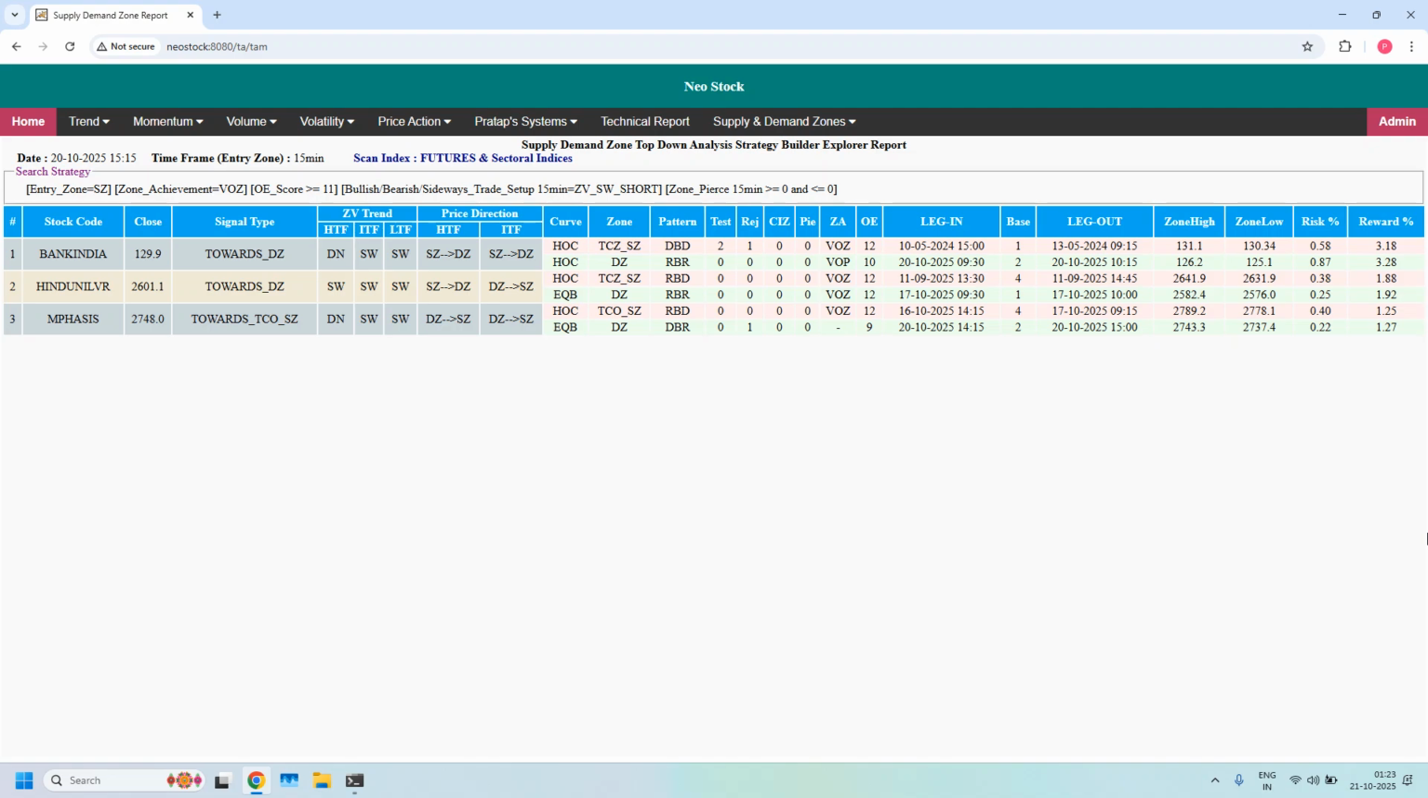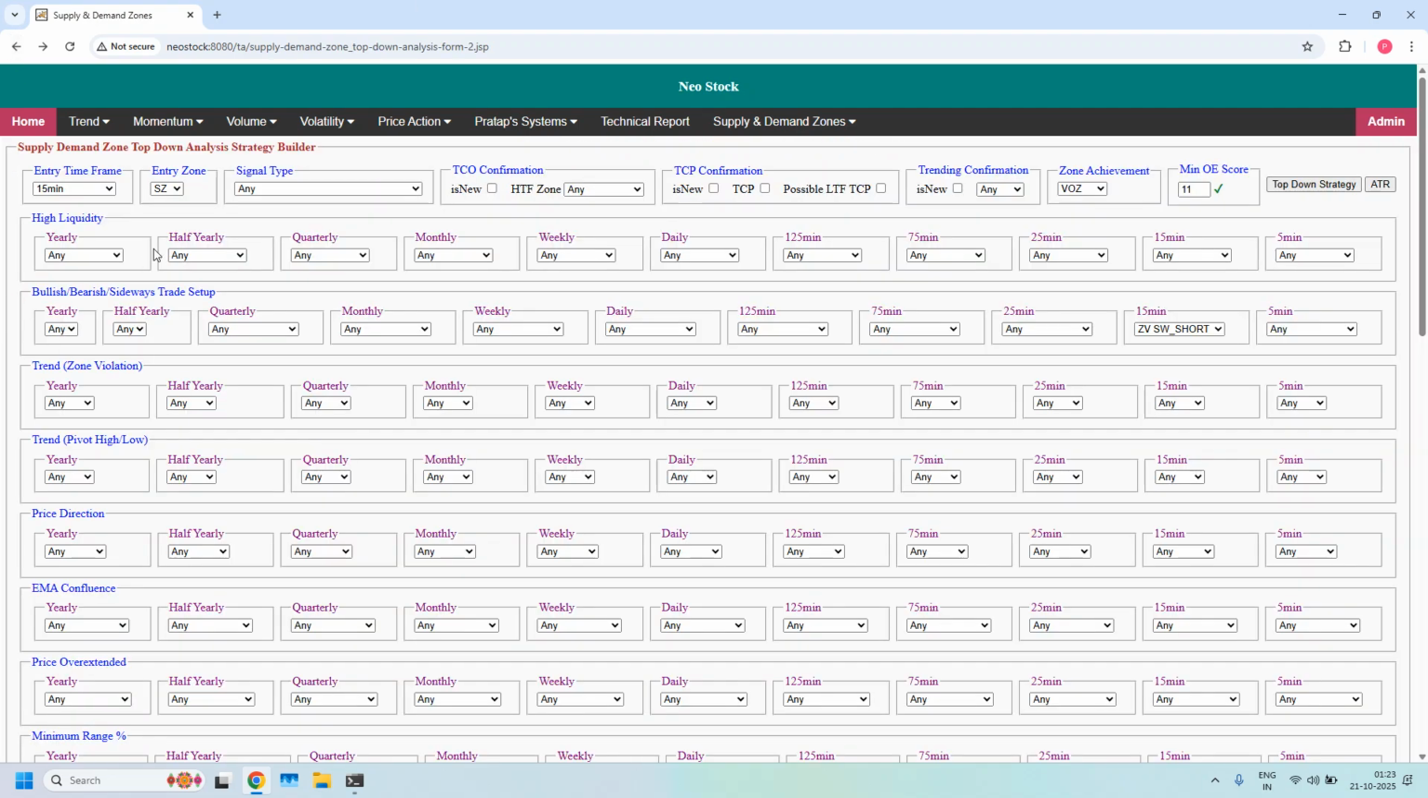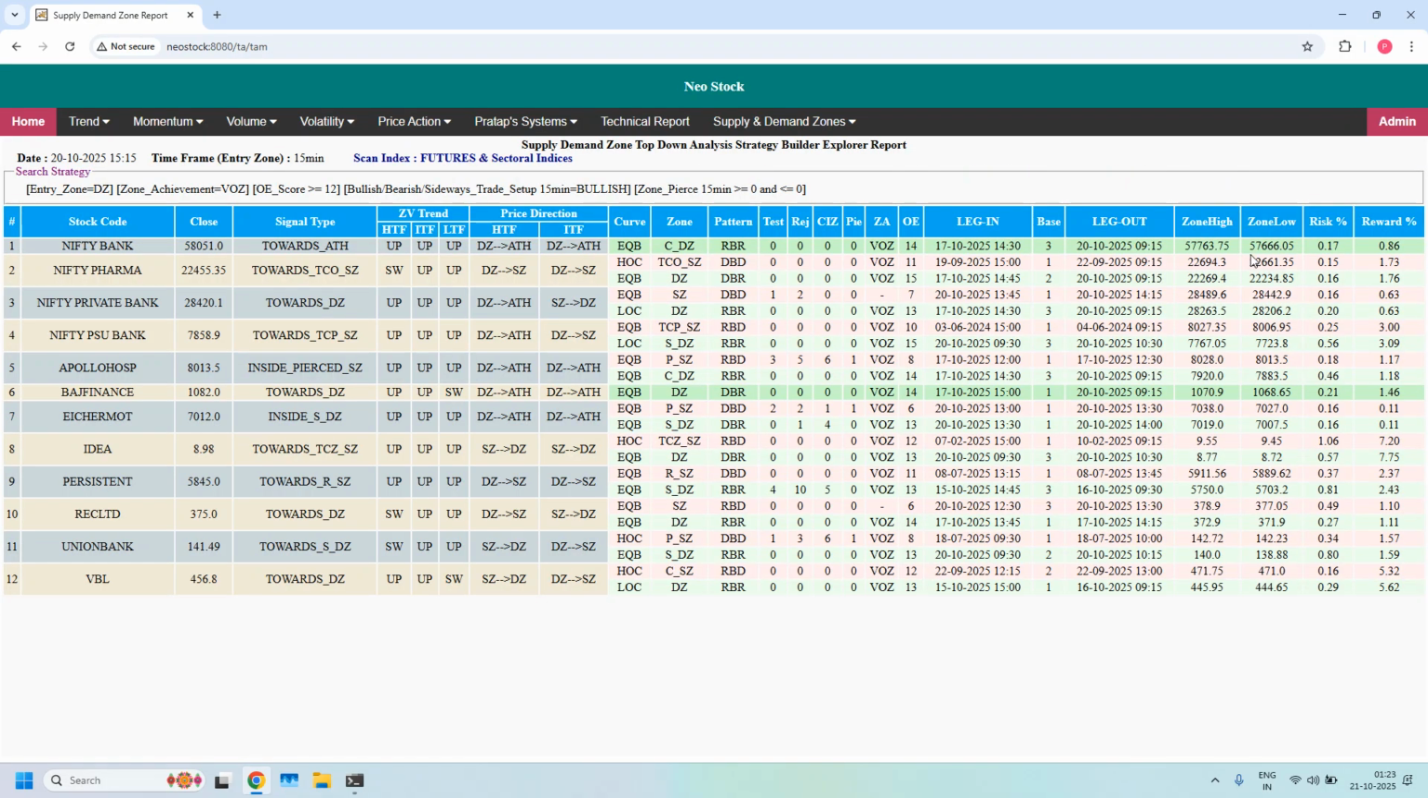Okay, next bullish trade setup for daily income trade. Changes are 15 minutes demand zone. Here bullish. Minimum order enhancer score should be 12. Let's filter. We got 12 stocks supporting the bullish trade setup for daily income trade. Entry time frame zones are 15 minutes demand zones. So total we got 12 15 minutes demand zones.